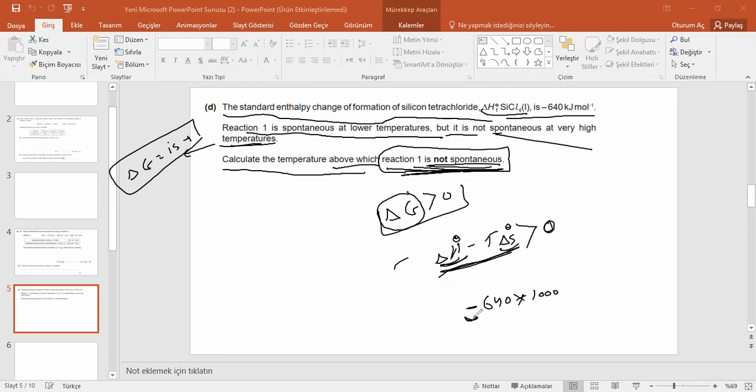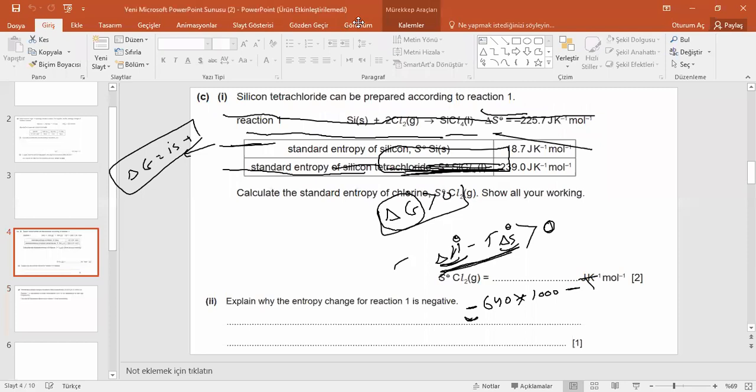Pay attention to the negative sign in the beginning. Minus T delta S, guys, the temperature is unknown. We need to find the temperature. And delta S, we found it in the beginning of the question. It is given here, the delta S of the whole reaction. It is minus 225.7. That's it, we're done with this.